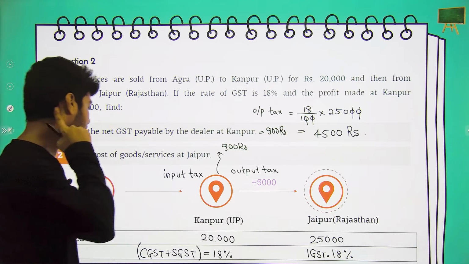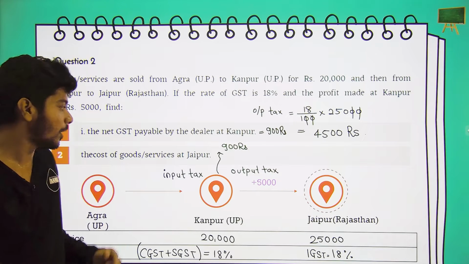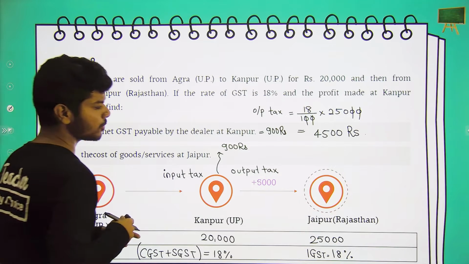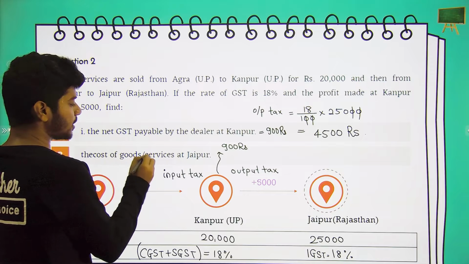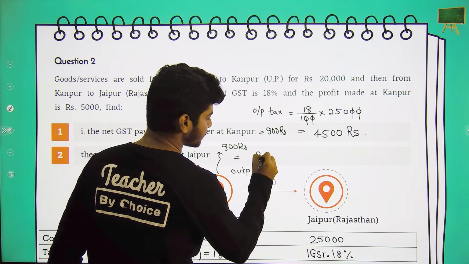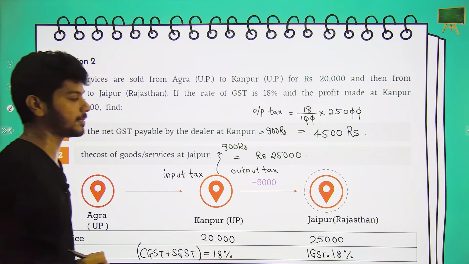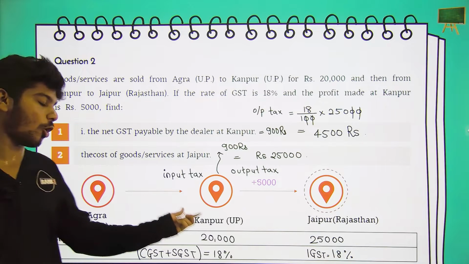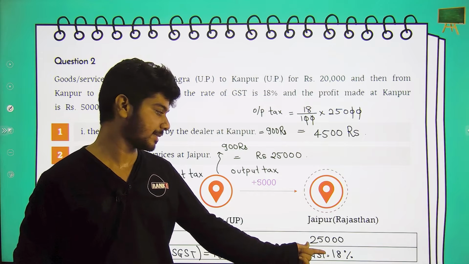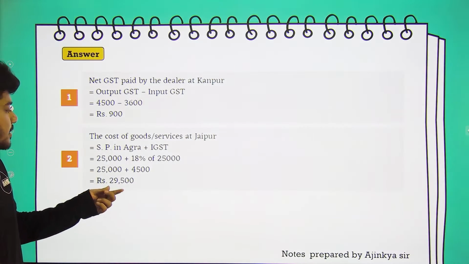Now next, what are they asking? The cost of goods or services at Jaipur. So cost is 25,000. So can I say the cost of goods or services at Jaipur is equal to rupees 25,000. I hope this part is now clear. First we calculate the cost, then on the cost price we calculate tax, and then we get the selling price. So this is your answer.